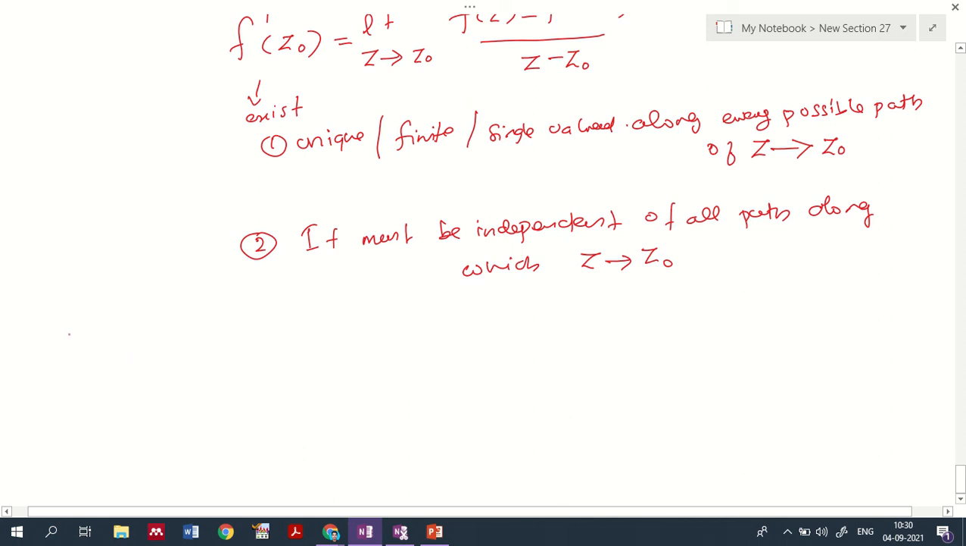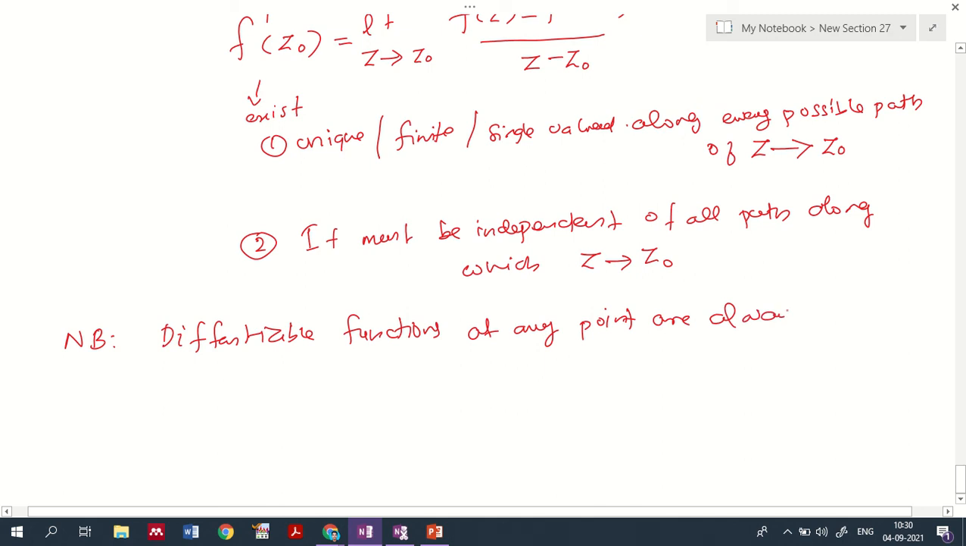Now there is a point to note here, that is NB. Differentiable functions at any point are always continuous. This is very important. So all the differentiable functions at any point will be continuous at that point too. If any function is differentiable at any point, it is always continuous as well.